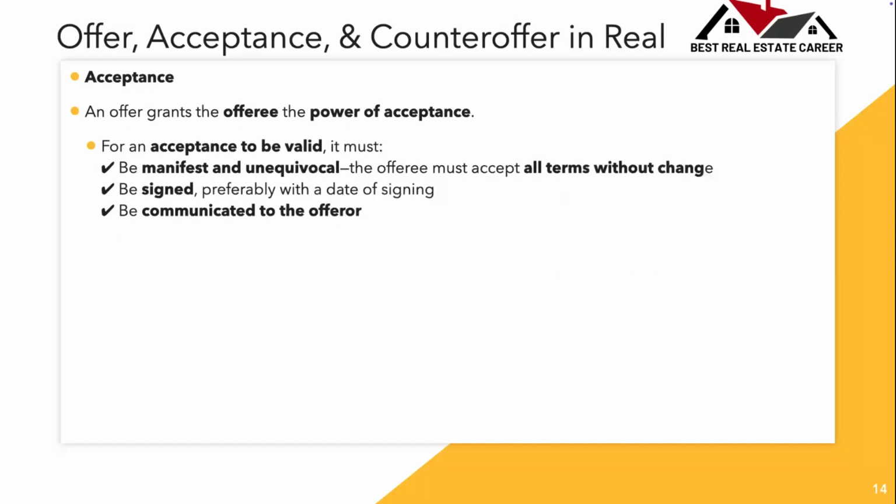Then we have acceptance. The offer grants the offeree the power of acceptance. So the seller gets this offer. They look it over and say, do I want all the terms? Like all the terms that have been listed in this contract, do I agree with them? Speak now or forever hold your peace. It has to be signed, and it must be communicated back to the offerer that it was signed and accepted.